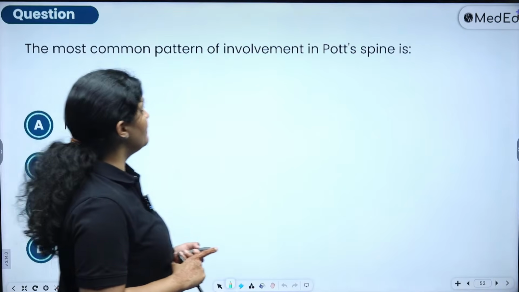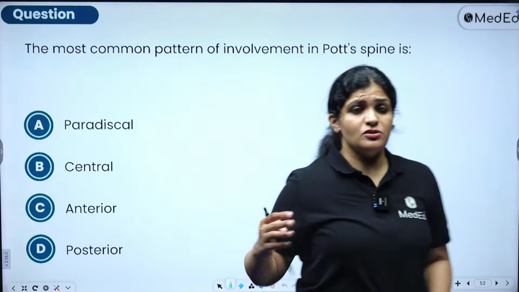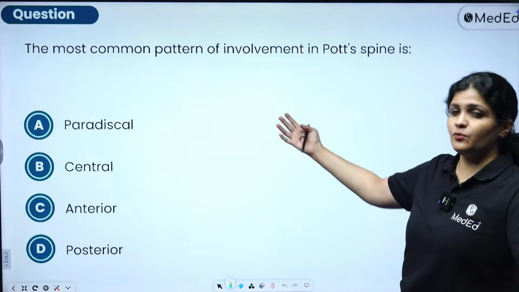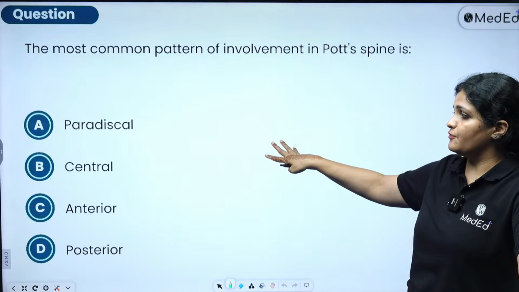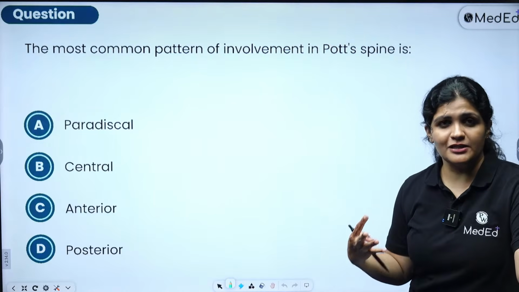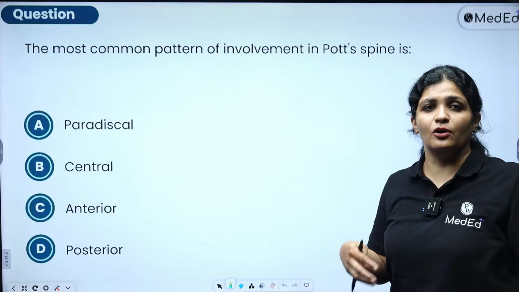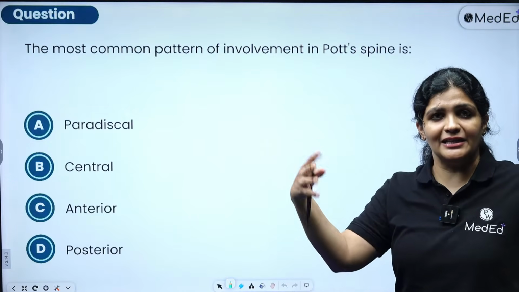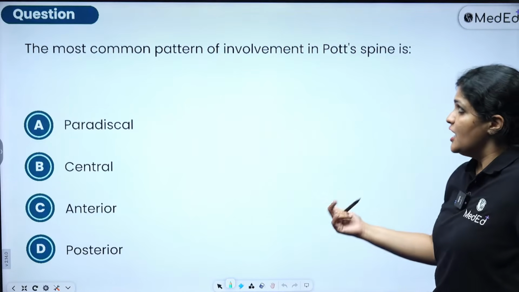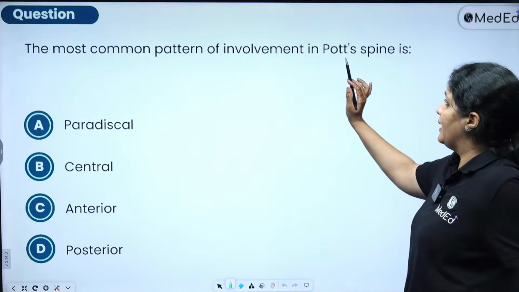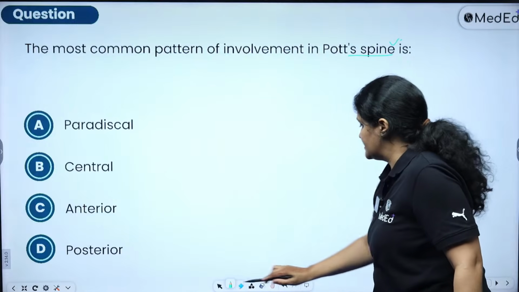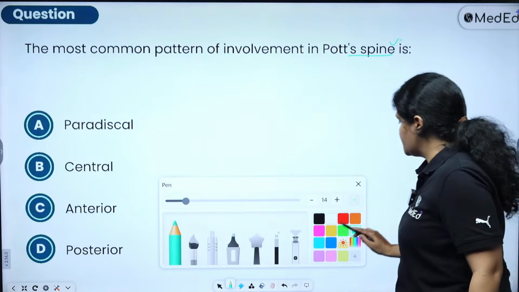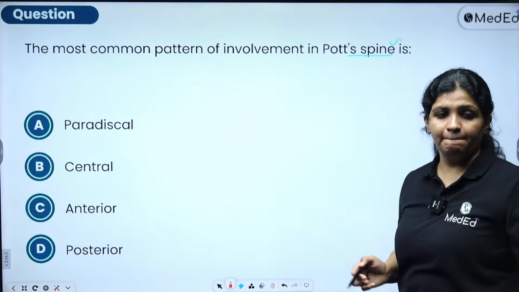The most common pattern of involvement of Pott's spine. Some of these important, direct questions you can't leave. That is why I have made an attempt to put these types of questions also, because sometimes we feel these are very easy questions and we try to neglect them or overthink that they are asking something else. They have just asked what is the most common pattern of involvement in Pott's spine, and the answer is as simple as this. As we have already discussed Pott's spine, can somebody answer what is the answer?